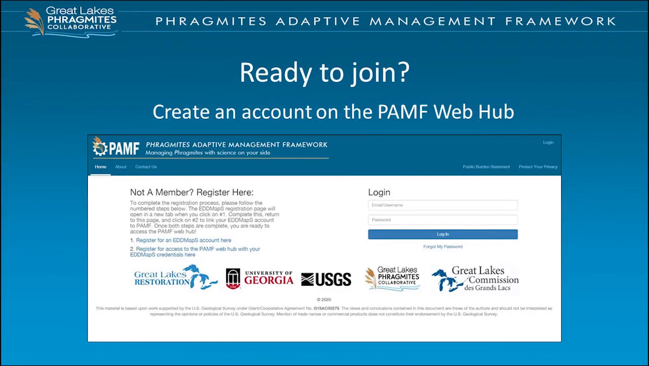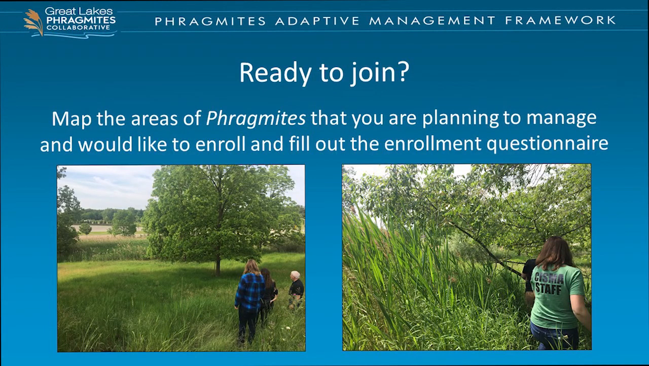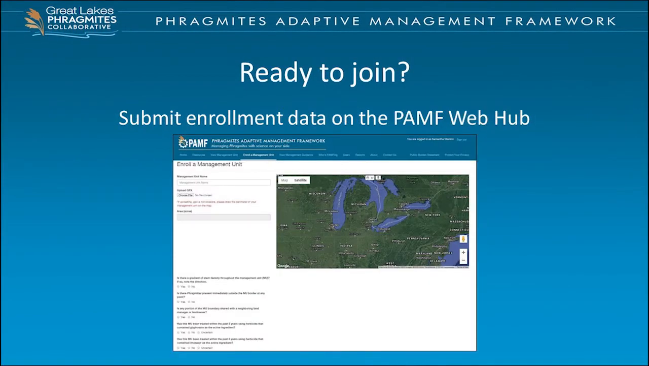So as we're wrapping up now, I just wanted to walk through quickly: you're ready to join, what do you do now? So the first thing you should do is create an account on the PAMF Web Hub. And then enrollment happens any time of year. So whenever you're ready, you can go out and map your management unit and fill out the enrollment questionnaire on the PAMF Web Hub. This is an image of what that enrollment questionnaire looks like.